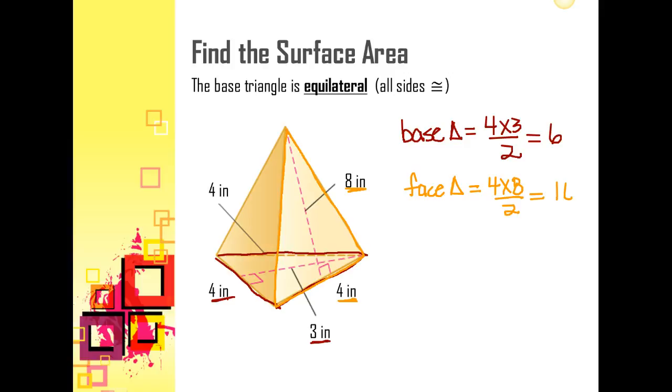Since the pyramid has 3 congruent lateral faces, we will next need to multiply 16 times 3. The total area of the 3 lateral faces is 48 inches squared. The final step in finding the surface area of this triangular pyramid is to add the area of the base triangle plus the area of the lateral faces. 6 plus 48 equals 54 inches squared.